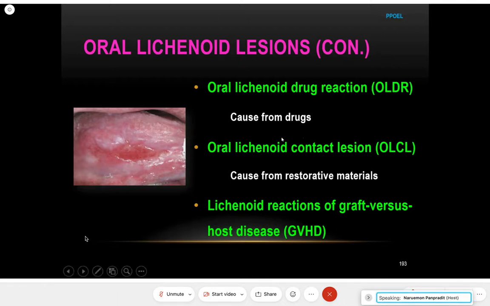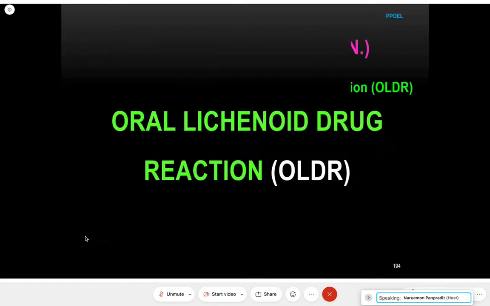If it is caused by a drug, it is a lichenoid drug reaction. If it is caused by an allergic reaction to dental material, we call it a lichenoid contact lesion. And lichenoid reactions of graft versus host disease, or GVHD, come from hematopoietic transplantation. I will explain each one.